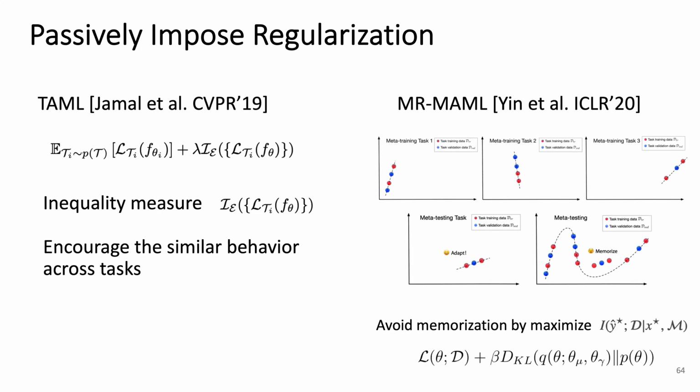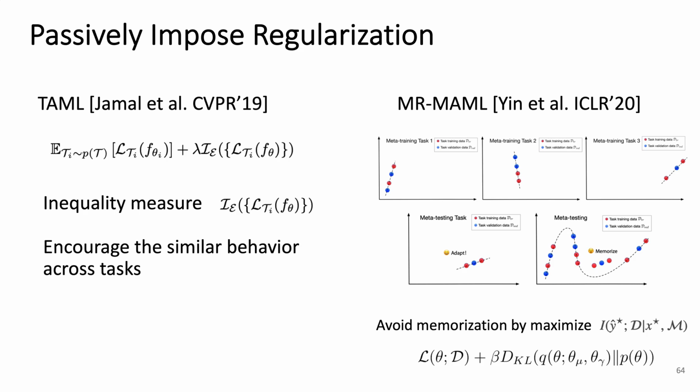Okay, another work published in ICLR 20 also shows one example. We have meta training task 1, meta training task 2, and meta training task 3. The ideal way in the meta testing process is that it can adapt to the validation data of the meta testing task. However, if we memorize during meta training, it cannot achieve good performance, which affects the meta generalization. It memorizes all the meta training data.